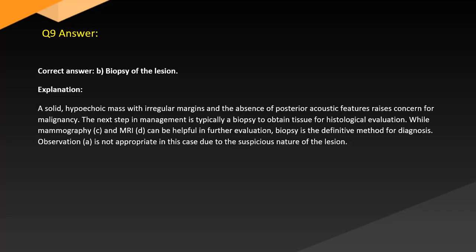Answer. Correct answer: B. Biopsy of the lesion. Explanation. A solid hypoechoic mass with irregular margins in the absence of posterior acoustic features raises concern for malignancy. The next step in management is typically a biopsy to obtain tissue for histological evaluation, while mammography (C) and MRI (D) can be helpful in further evaluation. Biopsy is the definitive method for diagnosis. Observation is not appropriate in this case due to the suspicious nature of the lesion.